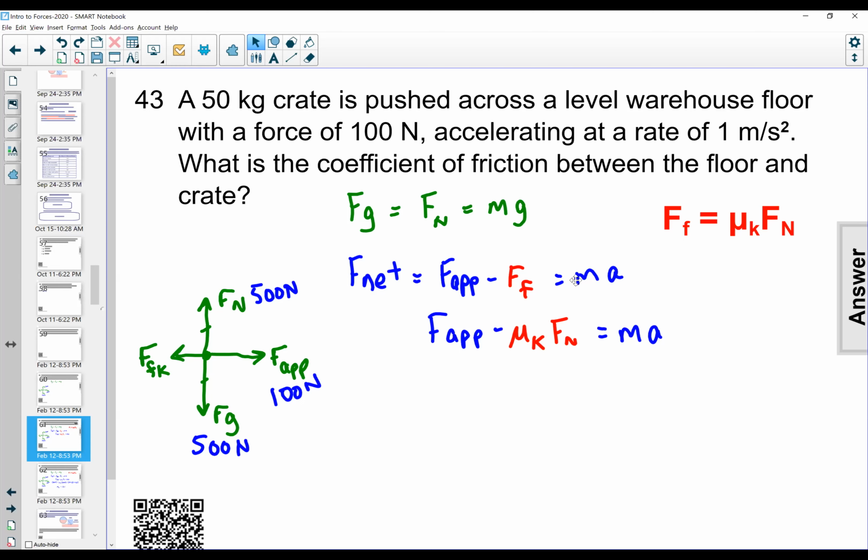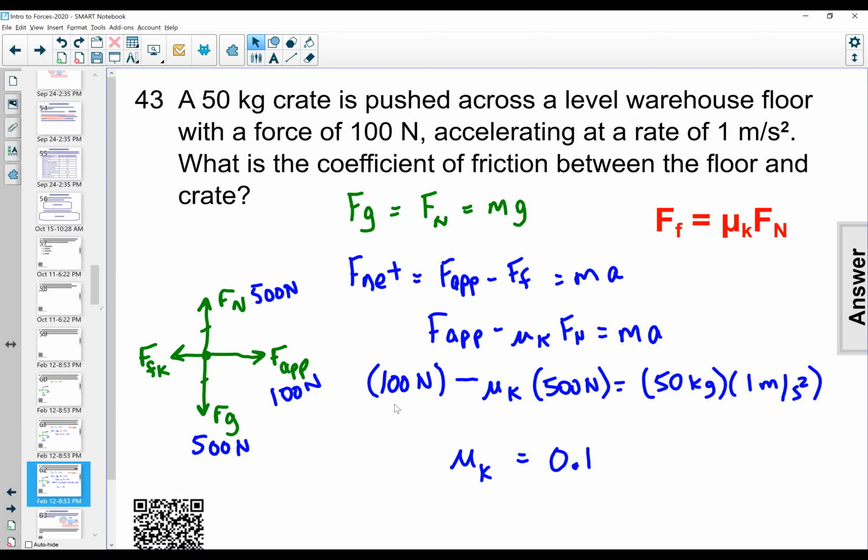I know the applied force, I know the mass. I'm looking for the acceleration. So that's a missing variable. And I don't know the value for the friction force, but I do know the friction force is equal to the coefficient times the normal. I do know the acceleration is 1. I'm looking for the coefficient. So since I'm knowing that the friction force is mu times Fn, I substitute that in, and now I know the applied force is 100. I know the normal force is 500. I know the mass is 50, and I know the acceleration is 1. I've got everything but this coefficient. So a little bit of substitution there.